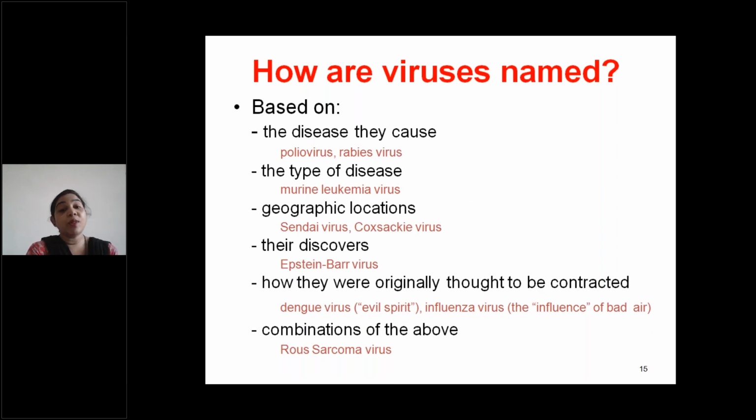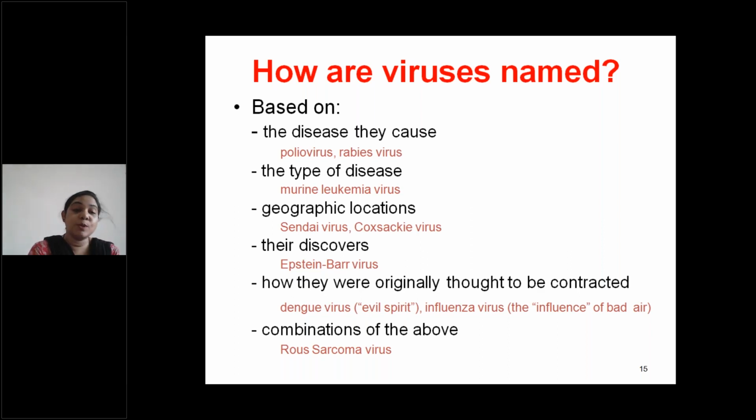Next, viruses are classified depending upon the type of disease they cause. Are they causing cancerous disease? Are they causing gastrointestinal disease? Are they causing respiratory disease? Depending upon this type, viruses are also classified. Example, murine leukemia virus. What type of disease is this? Leukemia means cancer.